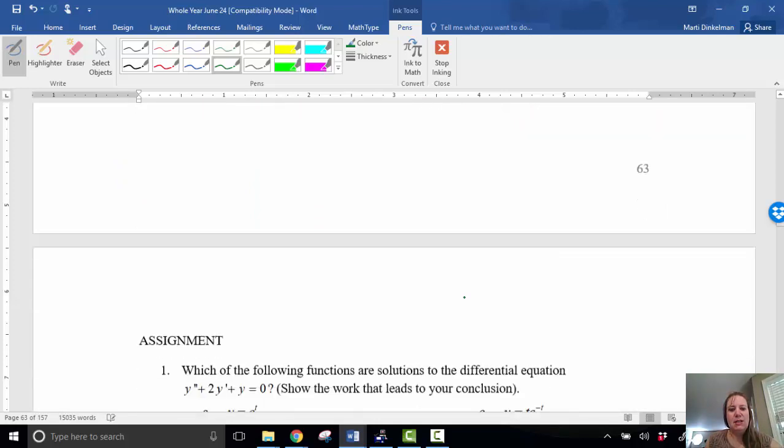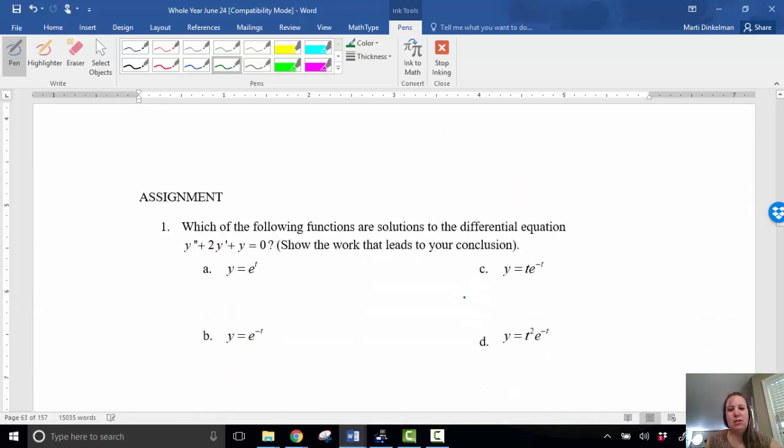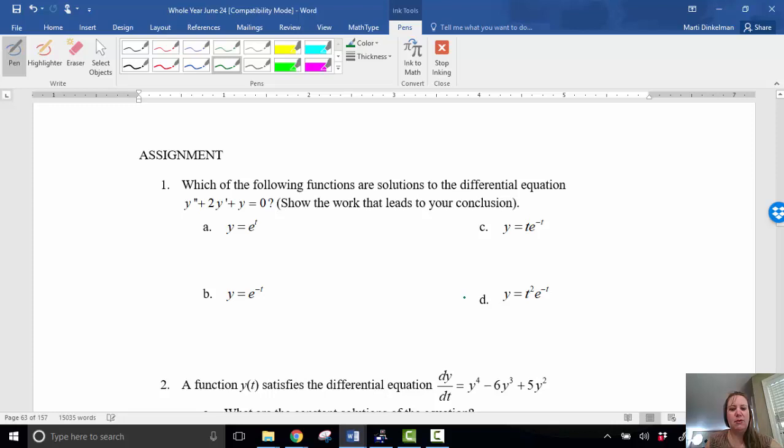Okay, so it's time to get to the assignment, checking some of those differential equations, giving you some graphs to look at of differential equations, and solving some of those separate-grate problems.